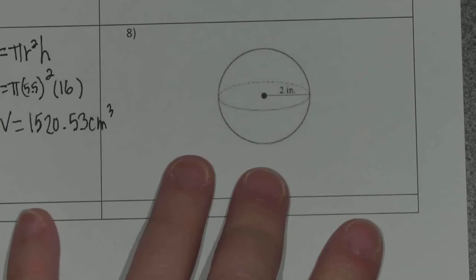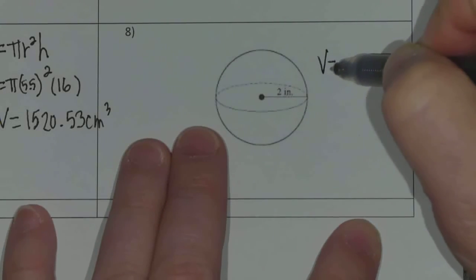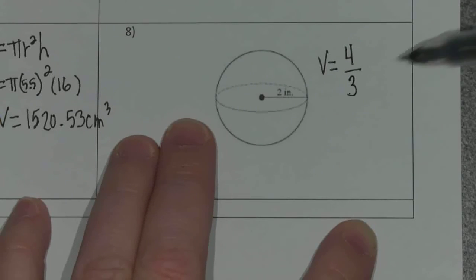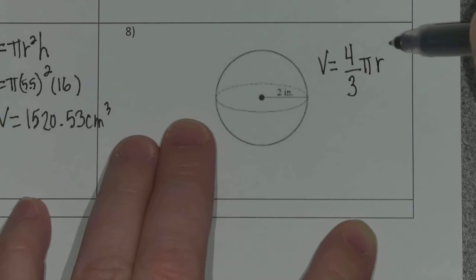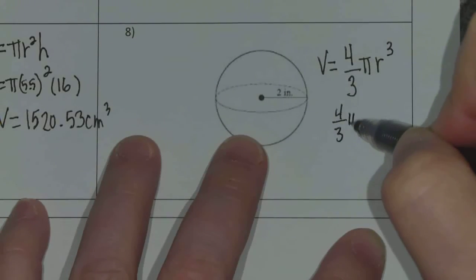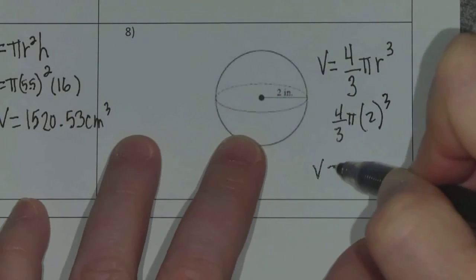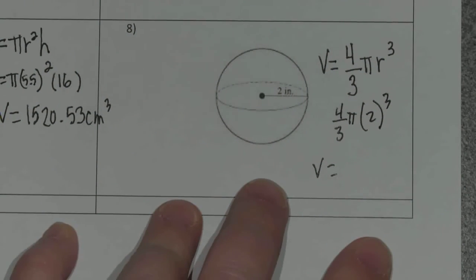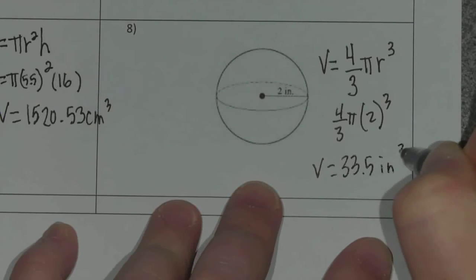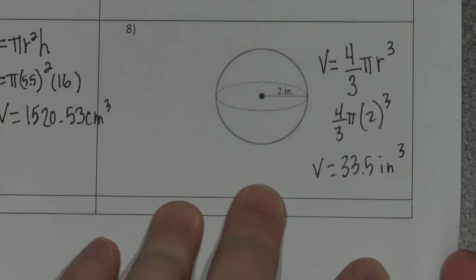Who remembers the formula for a sphere? Nobody? This one's funky. 4/3 pi r cubed. I know. So you're just going to plug the r in. The r is 2. So your 4/3 pi times 2 cubed. Punch it in your calculator. It will tell you the volume of the sphere. Yep, 33.5. Inches cubed because we're doing volumes. Okay.